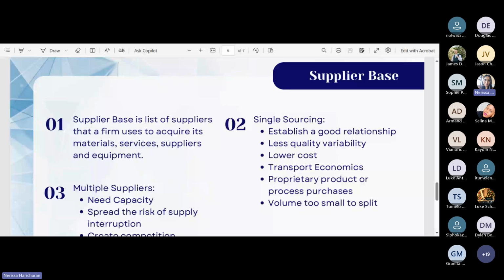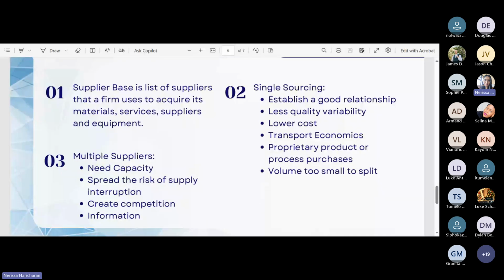The next one is multiple sourcing. This obviously means you have multiple suppliers for a particular reason. The first one is the need for capacity. This is when your demand exceeds the capacity of a single supplier, and you have no choice but to look for multiple sources.